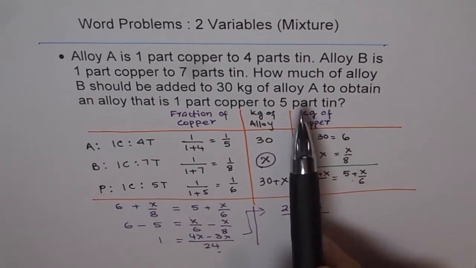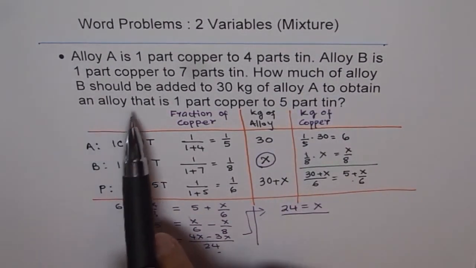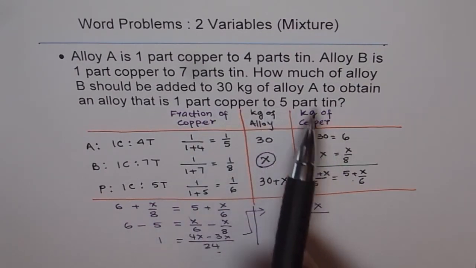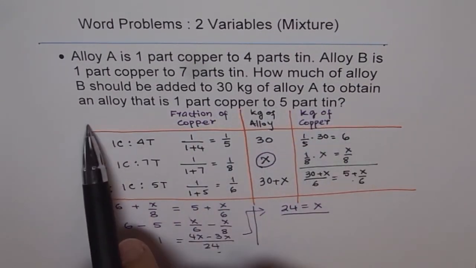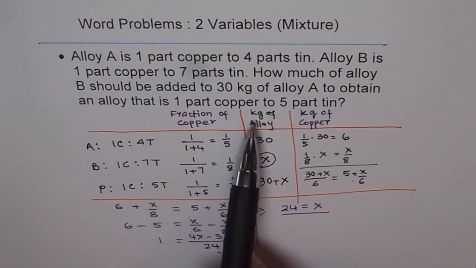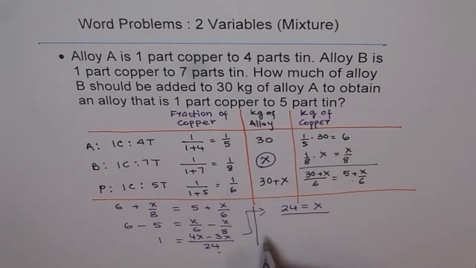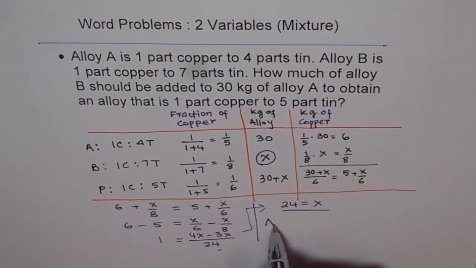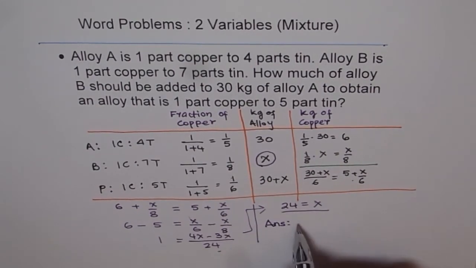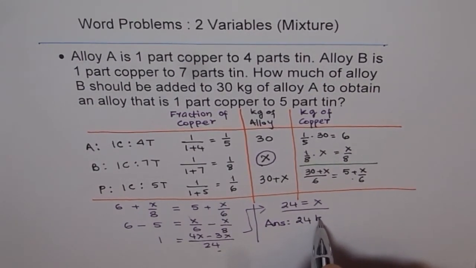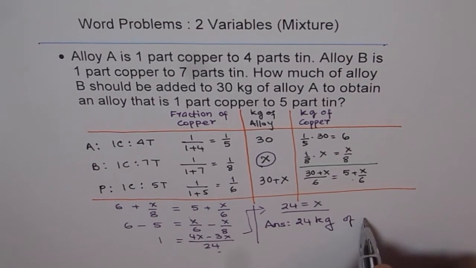So the question was, how much of alloy B should be added to 30 kilograms of alloy A to obtain an alloy that is 1 part copper to 5 parts tin? So the answer is 24 kilograms. So that is how we get our answer. So we need 24 kilograms of alloy B, right?